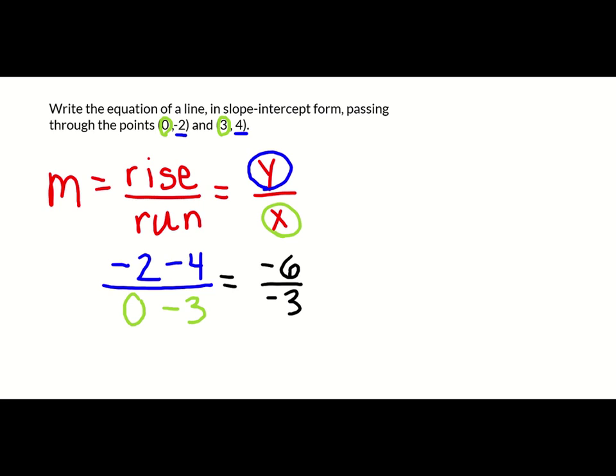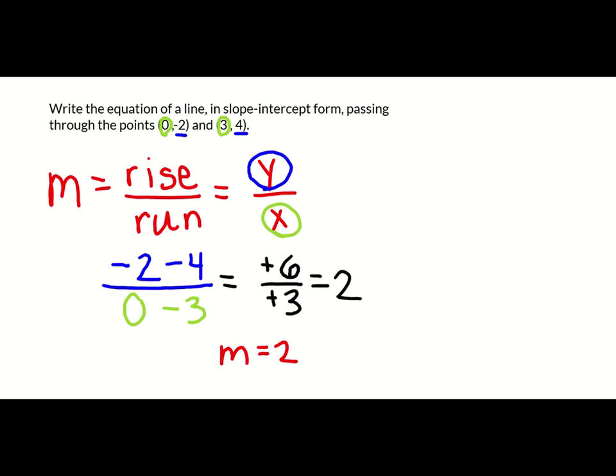You then always want to simplify your slope if possible. So 2 negatives make a positive, and 6 divided by 3 is 2. So my slope of this line is 2. So once you've figured out the slope of the line, you also need the y-intercept to write the equation. Now, before we use a long, drawn-out process to find the y-intercept, you always want to look to see if one of the points given matches our description of a y-intercept.